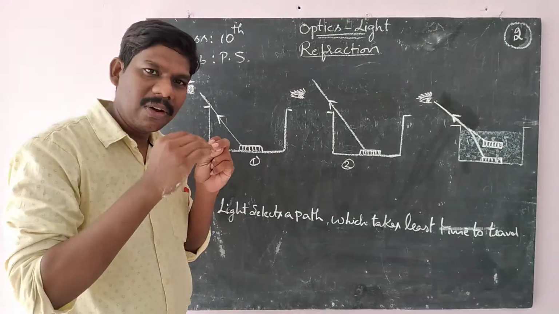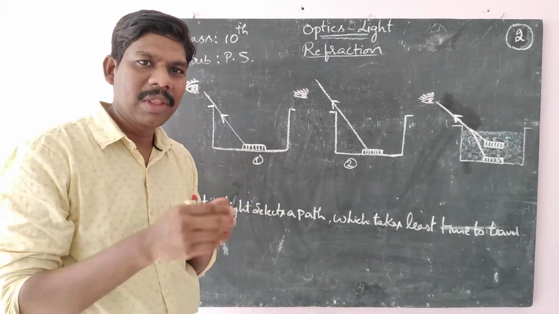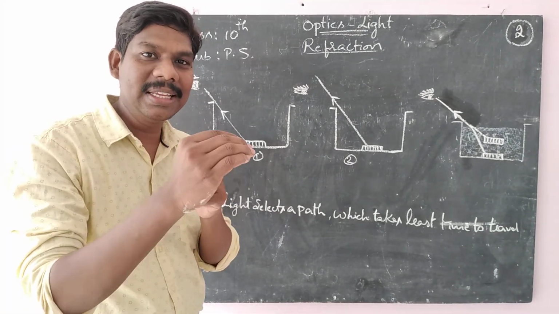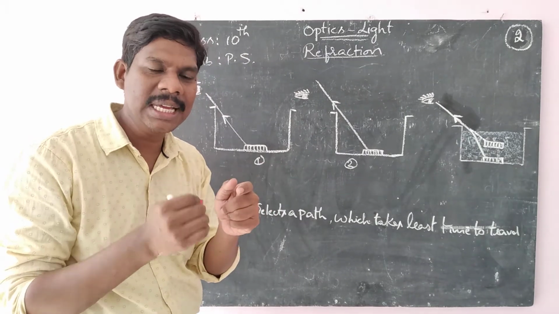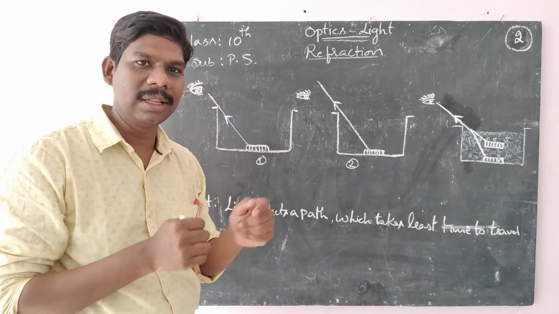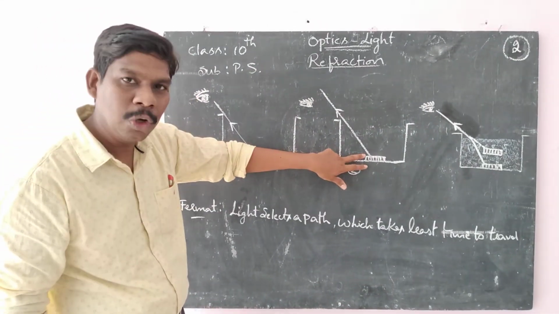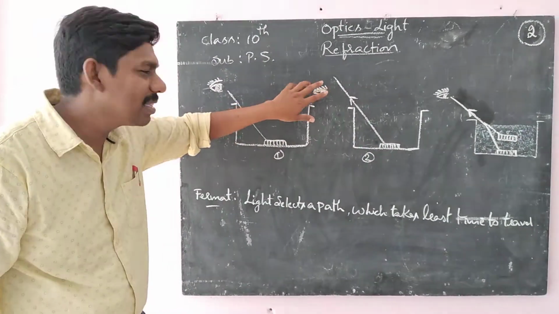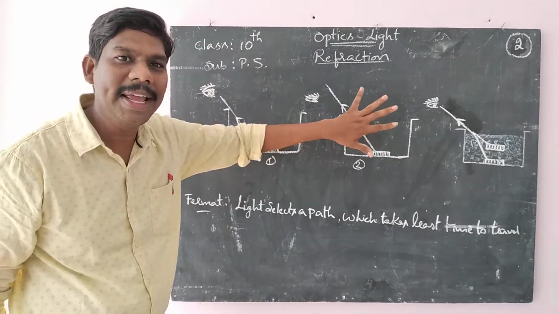Light rays always travel in straight lines, and you know the Fermat principle. What is it? Light always selects the least time path to travel. Light selects a path which takes the least time to travel. That is nothing but Fermat's principle. Based on that, light tries to select a single path only, because this whole thing is an air medium. This medium is completely air.